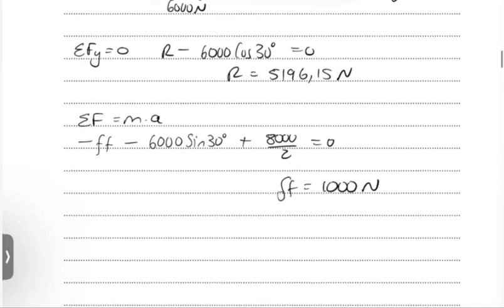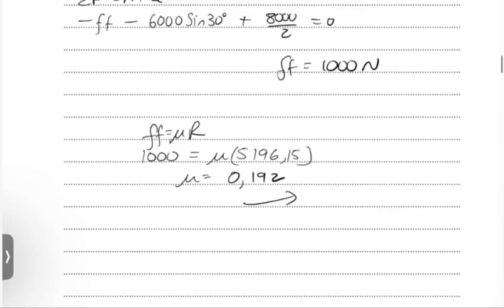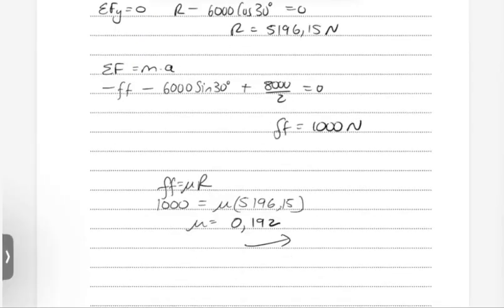Okay, and now I've got enough to work out my mu. So 1,000 is mu times R. And so my mu is 1,000 divided by 5196.15. And that gives me a value of 0.192. And that's to 3 significant figures, and there are no units for mu.